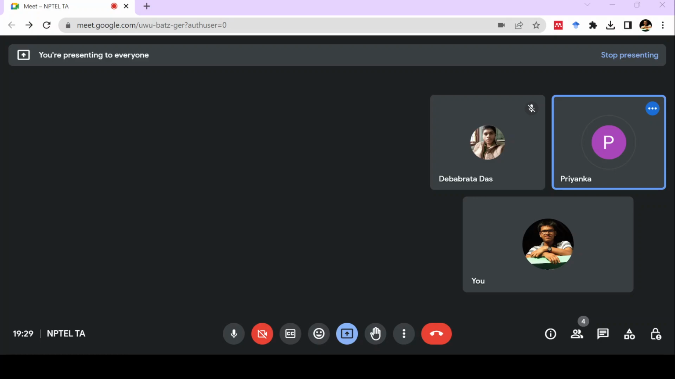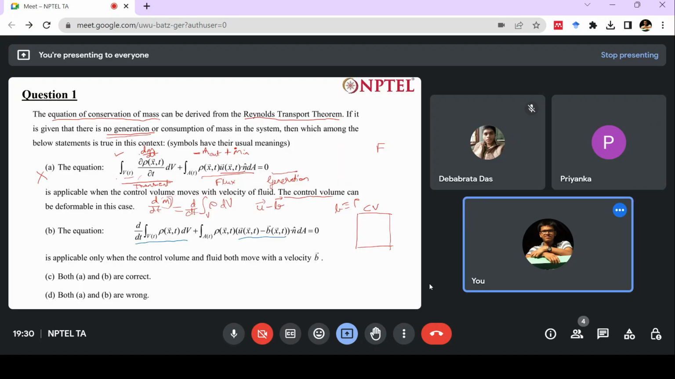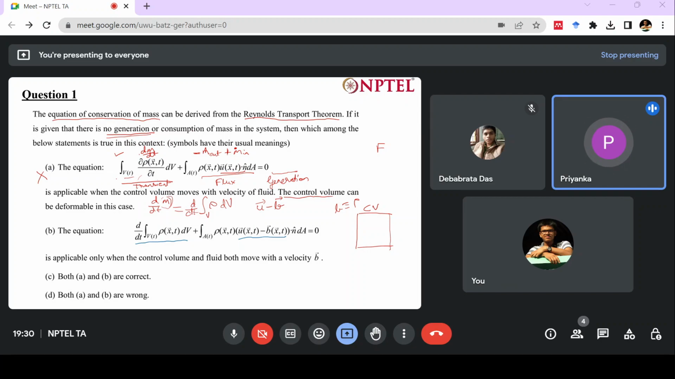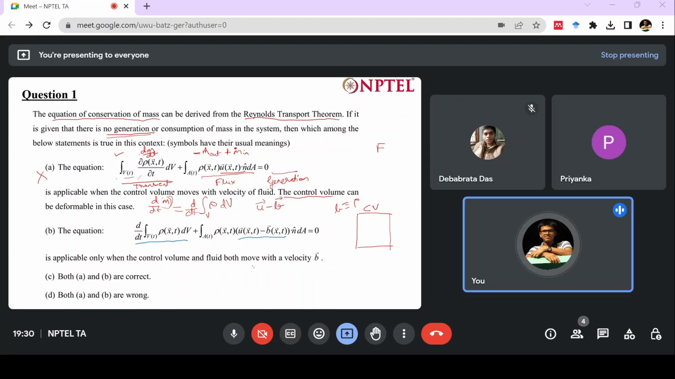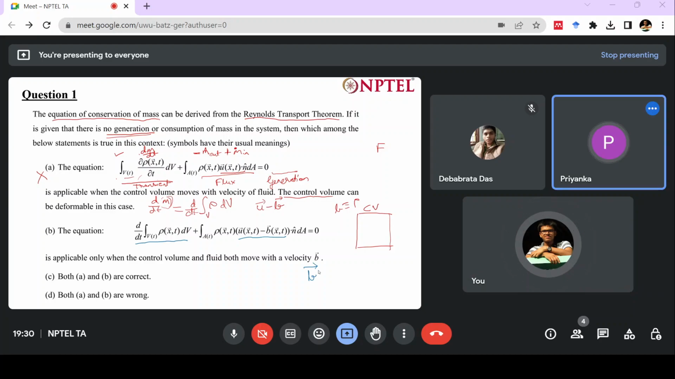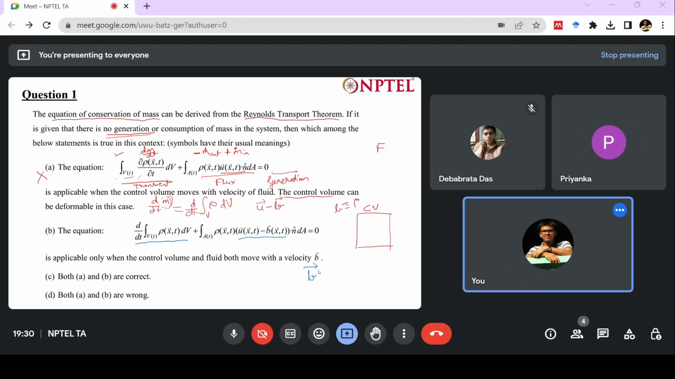Why? Because both control volume and fluid are moving with velocity v, so it is zero. In this case the control volume is moving with my velocity v, right? But what is the velocity of fluid? Fluid velocity should be u, right? u is my fluid velocity.